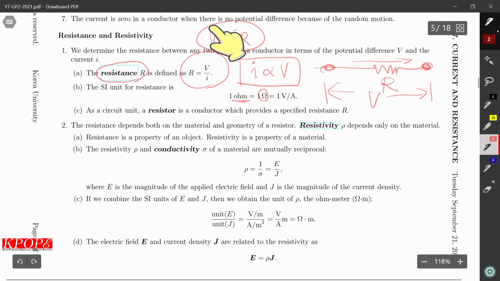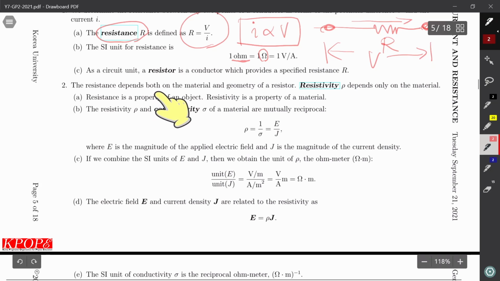According to this relation, R equals V over I, and if we substitute the SI unit for the potential difference, it is volt, and for the current I, the SI unit is ampere, so volt per ampere is identical to the ohm. As a circuit unit, a resistor is a conductor which provides a specified resistance R.